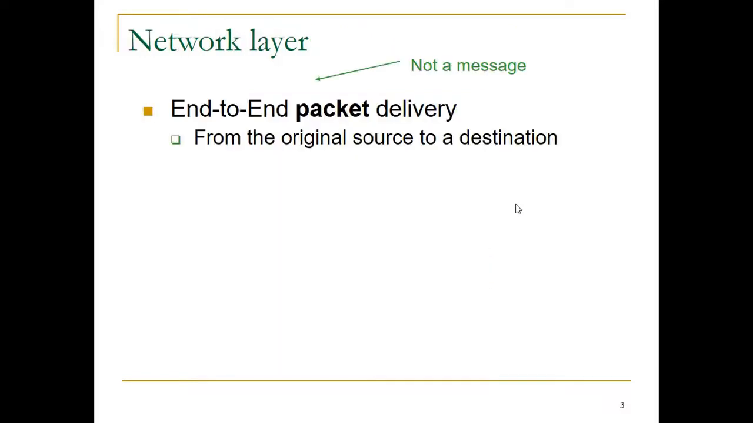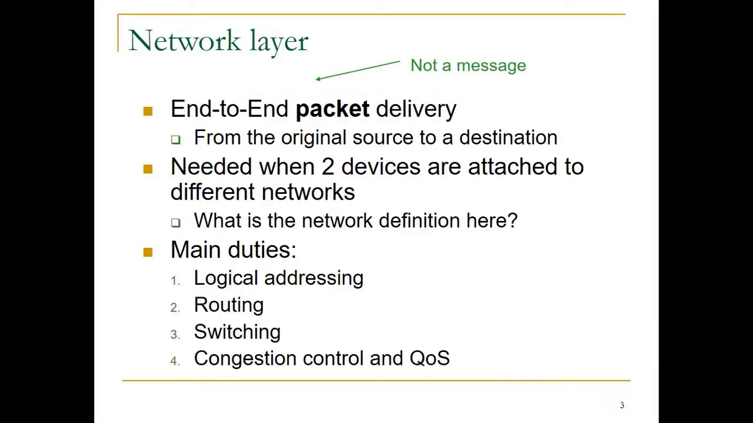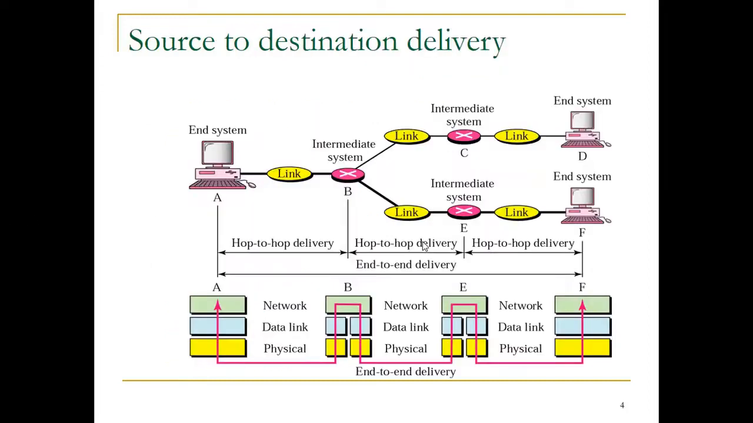Okay, so end-to-end packet delivery and two devices attached to different networks. Key duties: logical addressing, routing, switching, congestion control, and quality of service. So if you want to look at this from the delivery point again, like the way we did it for the data link as well as the physical, in this case you're going to have three layers now, right? And let's look at how they work in terms of delivering a message.